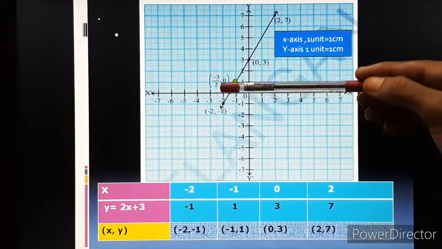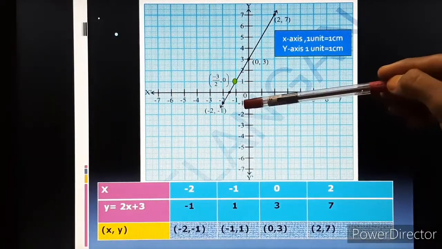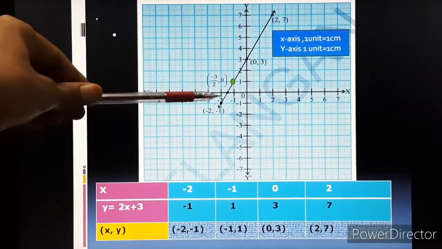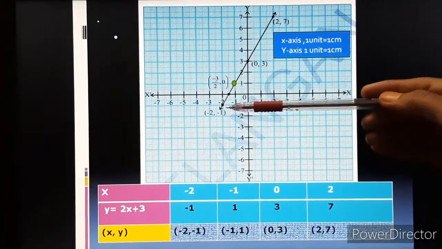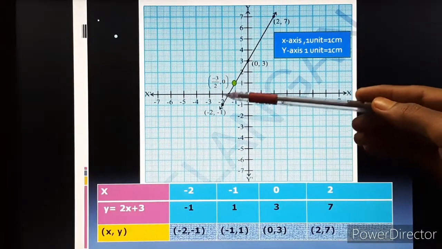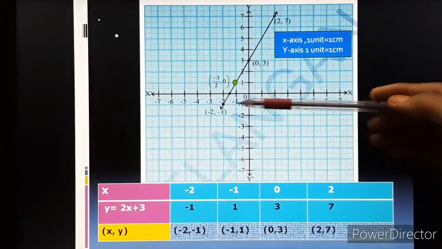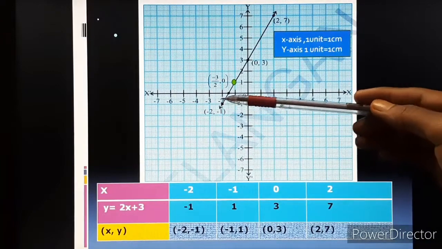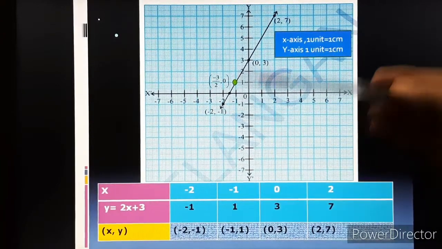Where do these two intersect? This minus 2 and this minus 1, at this point. Can you see this black point? At this point, the x coordinate is minus 2 and the y coordinate is minus 1. These two intersect here. So this is the point minus 2, minus 1.